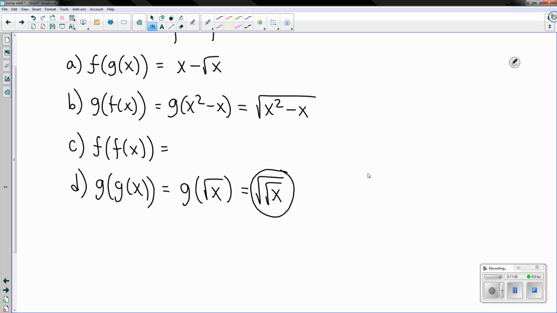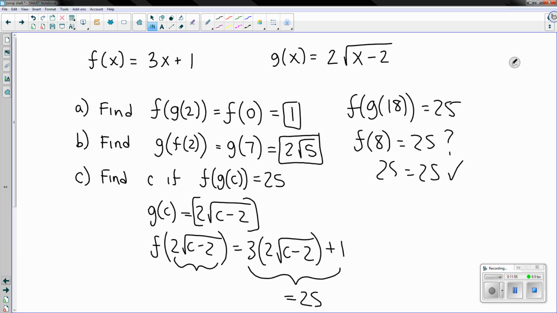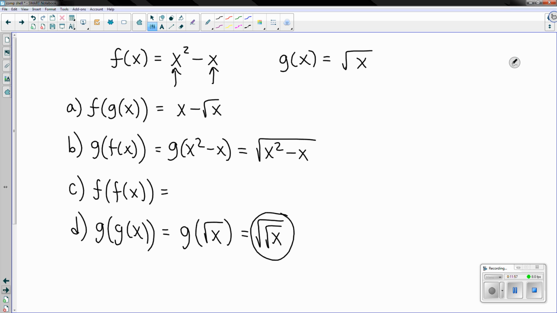So there is a video on function composition at specific input values that we did on the previous slide and with functions.